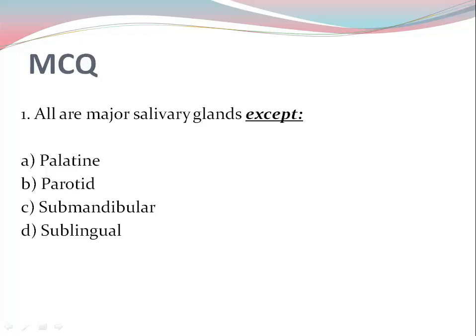Okay, here we'll revise some points and check what you understood. We take a very small quiz here, MCQ. The first MCQ is: all are major salivary glands except which one? Options are palatine, parotid, submandibular and sublingual. Major salivary glands are parotid, submandibular and sublingual. Minor salivary gland is the palatine. So palatine is the answer here.